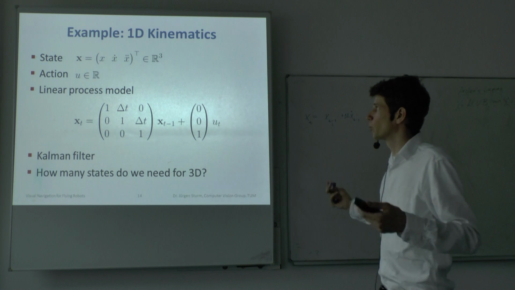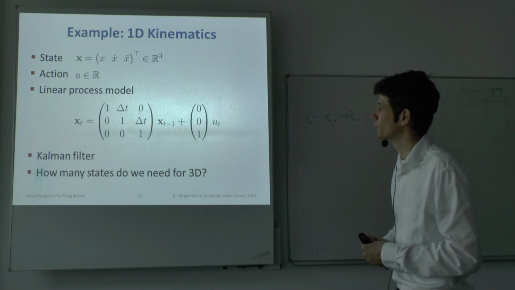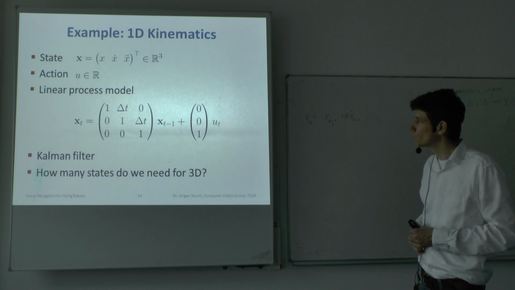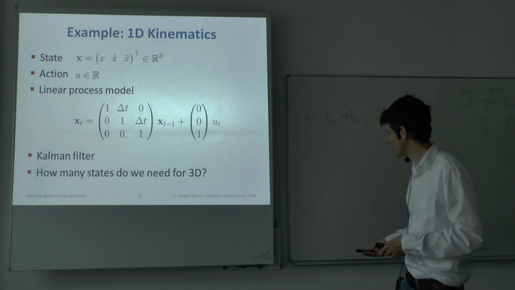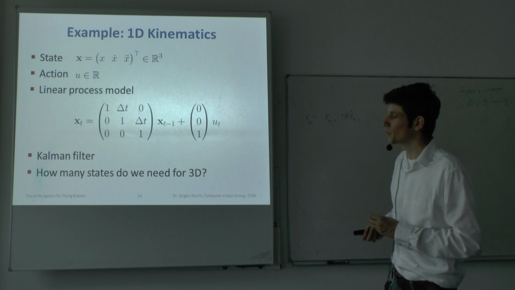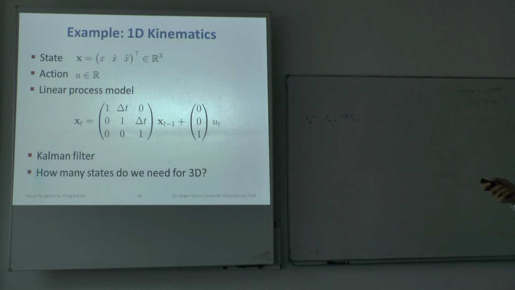Good. So this is the process model that's underlying the Kalman filter, and that you will have to implement in the second exercise sheet. Good. So this was now for 1D. How many states do you think we need for 3D? 6. So 6 or 9? 9, yes, because you have the same thing again for the y-axis and then for the z-axis.